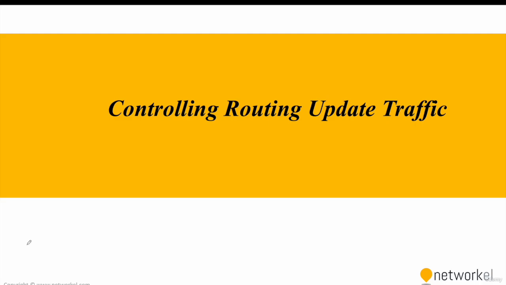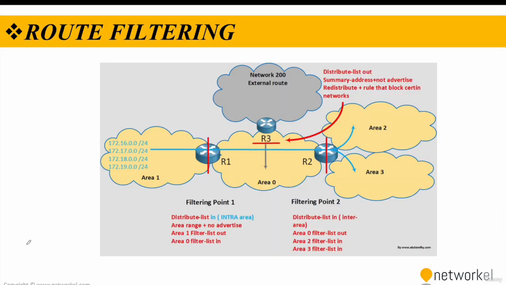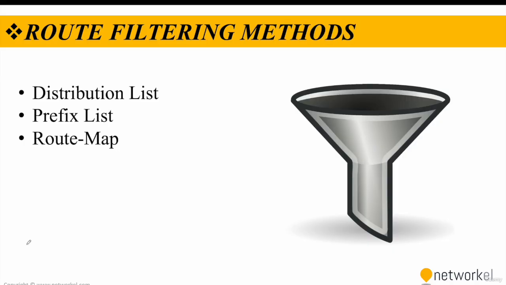In this video, we will talk about how we can control routing update traffic. Sometimes, guys, it may be necessary for some routes to be allowed to some destinations and some to be rejected. So route filtering involves controlling which routes are advertised or accepted between routing protocols or within the same protocol.